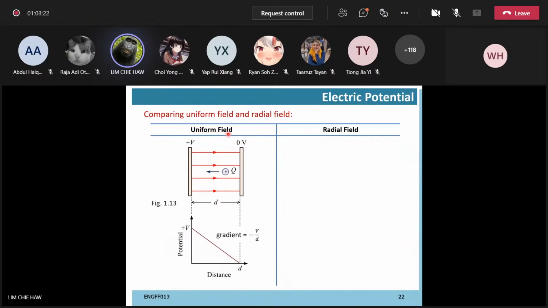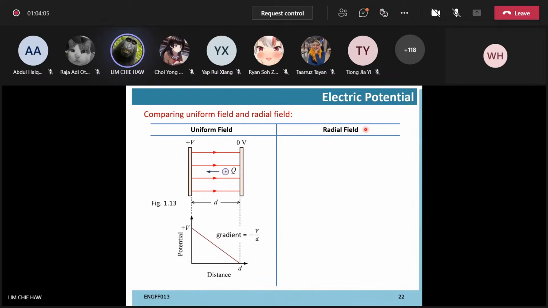Why we call it uniform field is because no matter at which location within the parallel plate, the value of the electric field will be the same. So if you plot the graph of electric potential versus distance, you will get a straight line. If you look at the gradient of the graph carefully, the gradient of the graph is voltage over distance. Do you see that? And what is voltage over distance? It is your electric field, isn't it? We learned it in the previous lesson. So for a uniform field, you get a straight line graph.